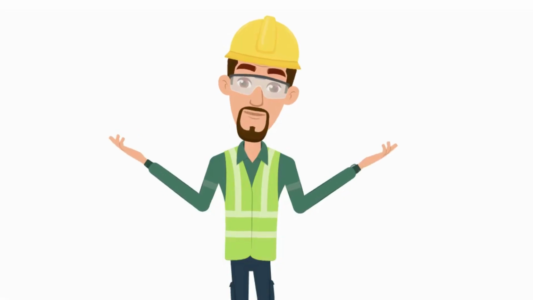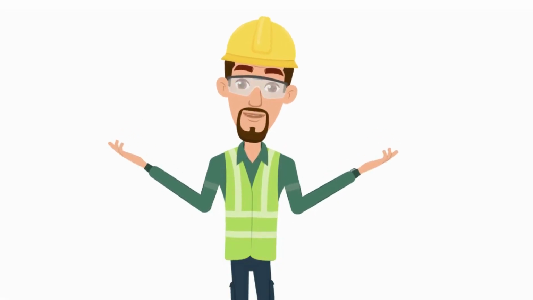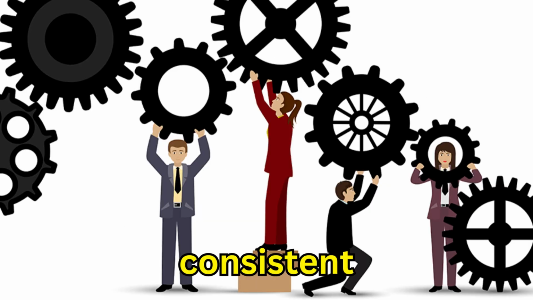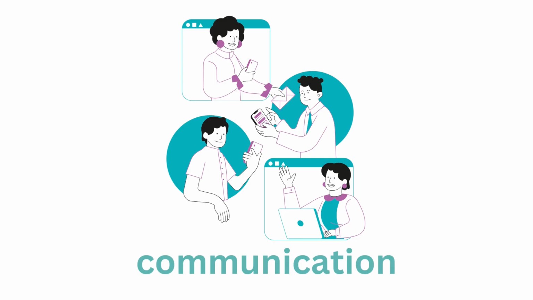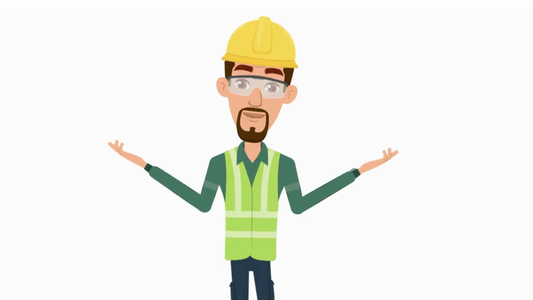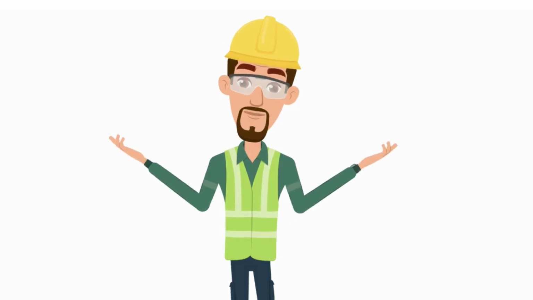Implementing safety measures. Implementation is where your safety plans become reality. It involves putting risk controls into action, ensuring that safety measures are applied consistently. This phase requires clear communication, training, and ongoing monitoring to guarantee that the intended controls are effectively reducing the risks.